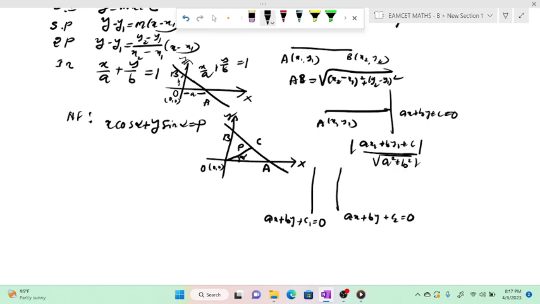The distance between these two lines is given by the formula mod of c1 minus c2, divided by the square root of a square plus b square. Here the x coefficients are the same and the y coefficients are the same, so I am taking only the numerator values c1 and c2. So the distance between two parallel lines is mod c1 minus c2 by under root a square plus b square.